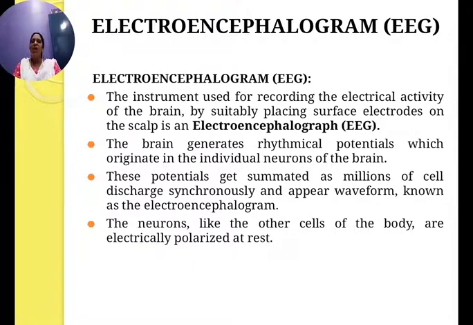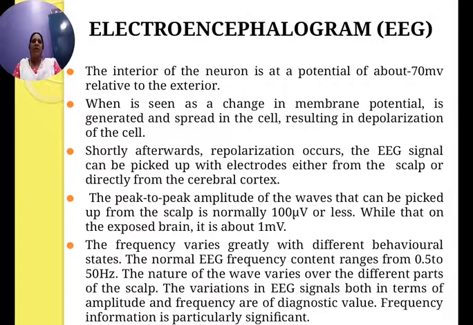The neurons, like the other cells of the body, are electrically polarized at rest. That is the resting potential. When the interior of the neuron is at a potential of about minus 70 millivolts relative to the exterior, it is said to be polarized. When there is a change in the membrane potential, it is generated and spread in the cell, resulting in depolarization of the cell. Shortly afterwards, repolarization occurs. The EEG signal can be picked up with the electrodes either from the scalp or directly from the cerebral cortex.